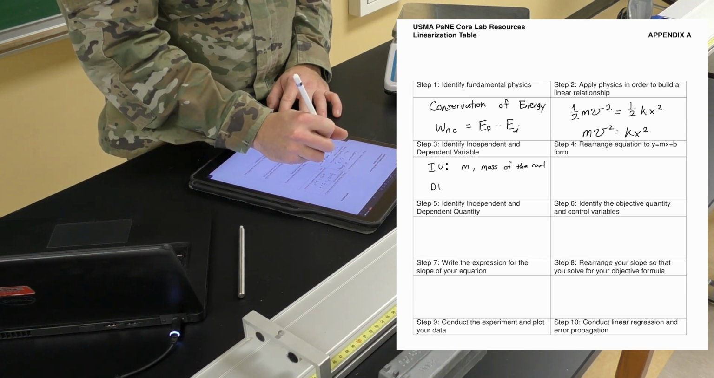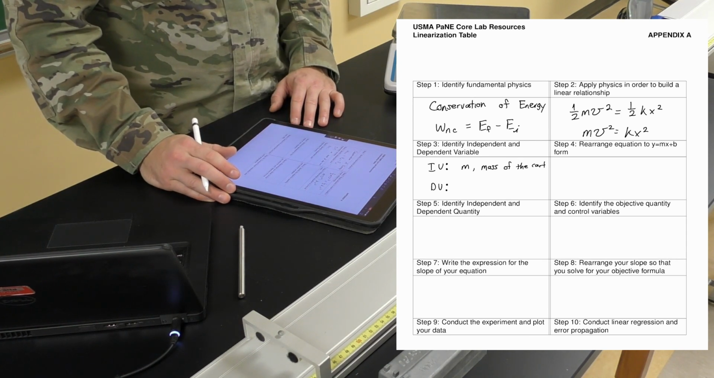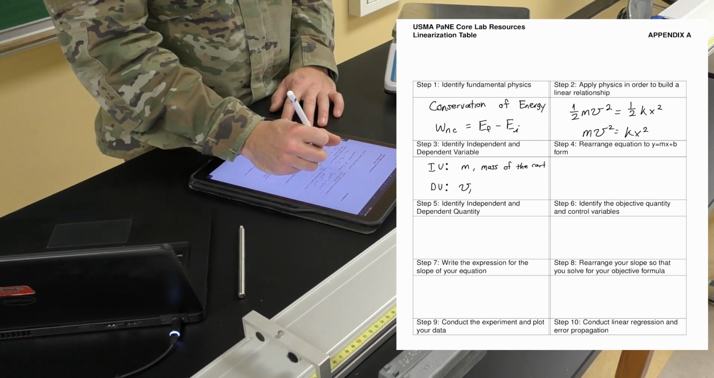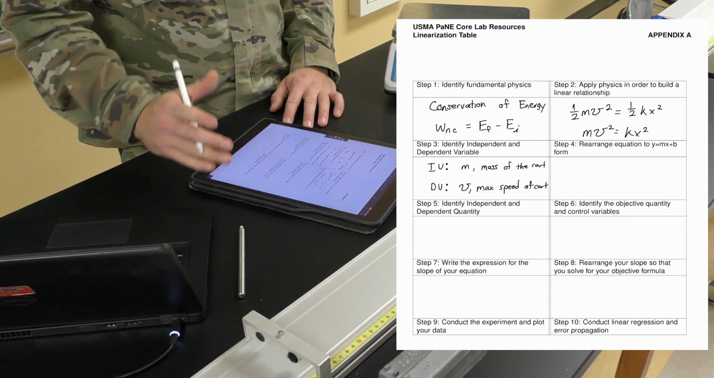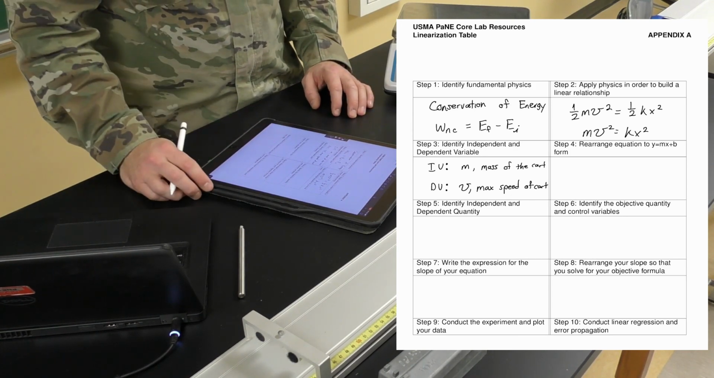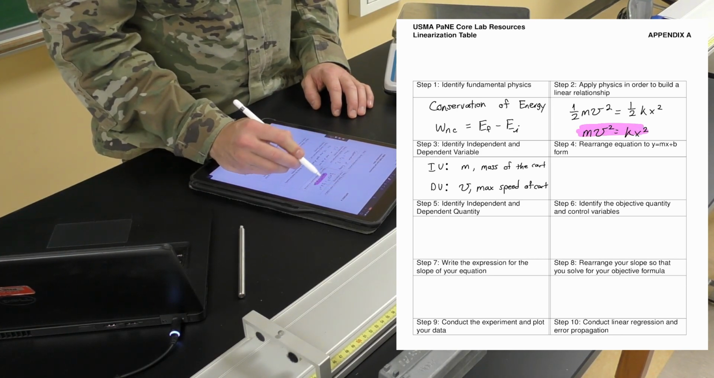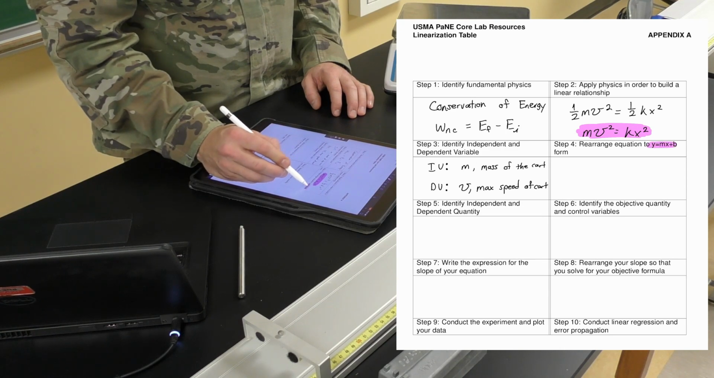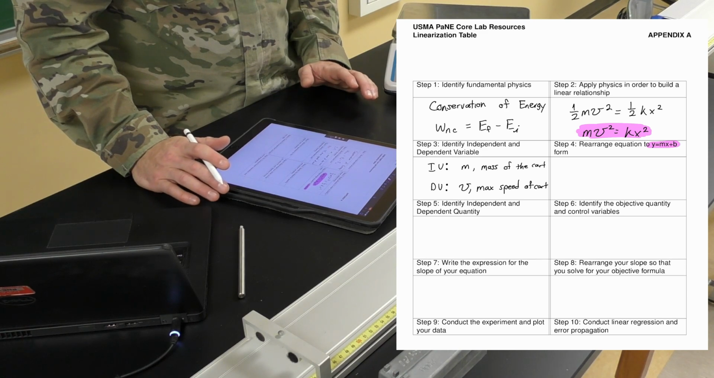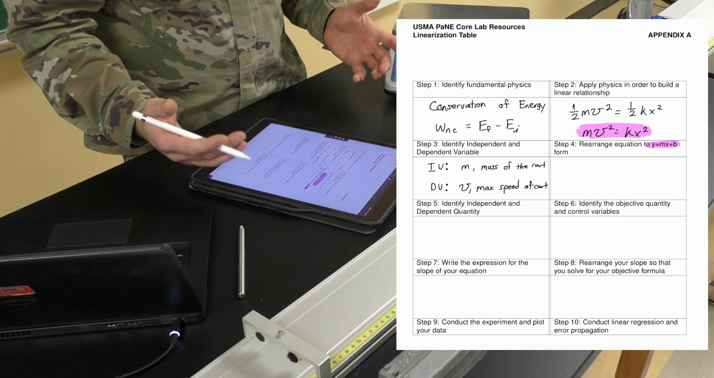In my dependent variable, what I anticipate to change as a result of my independent variable changing is going to be the speed of the cart, the maximum speed of the cart. Now, this next step is the most important step when it comes to the linearization process. We need to get our model equation in the form of y equals mx plus b, where x is the independent variable and y is the dependent variable, or a function of those variables specifically.